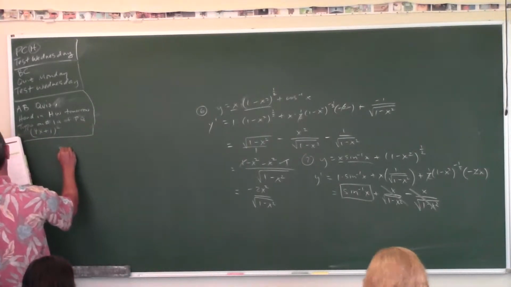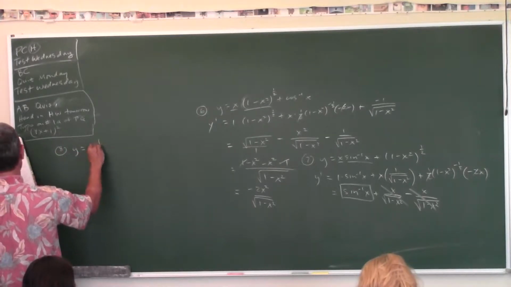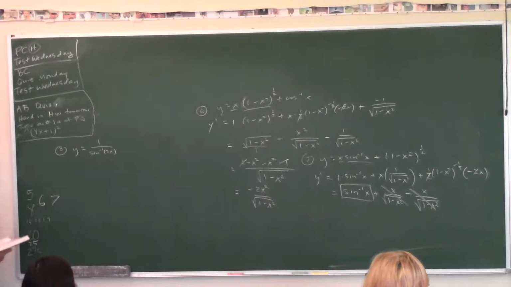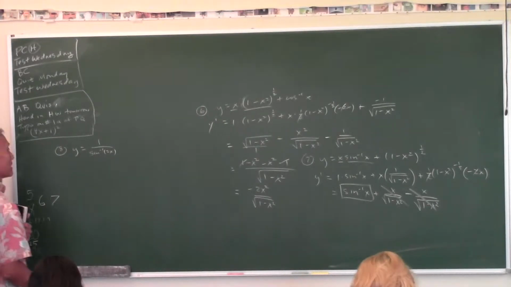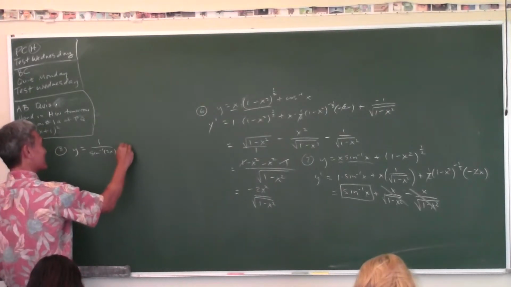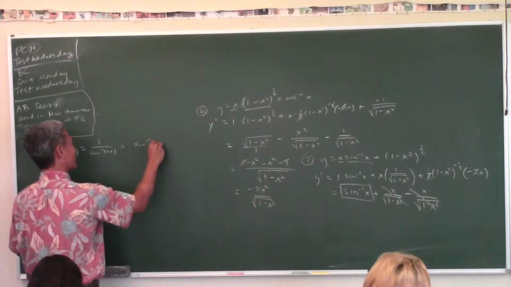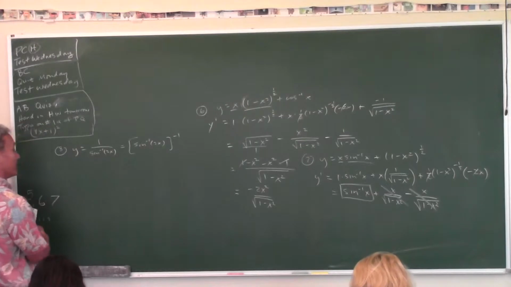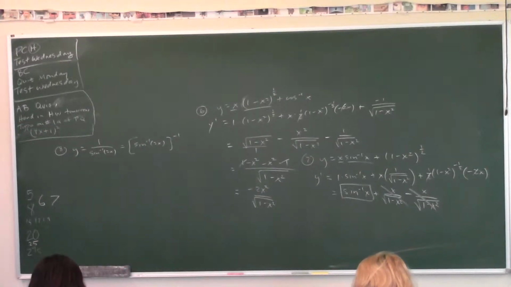Number 8. y equals 1 over sine inverse 2x. Now this one, the simplifying is not very good, but they just want to see if you know what you're doing. Isn't this the same thing as sine inverse 2x all to the negative 1 power? Yeah, you probably want to write it like this so that you can see that it's box to the negative 1.